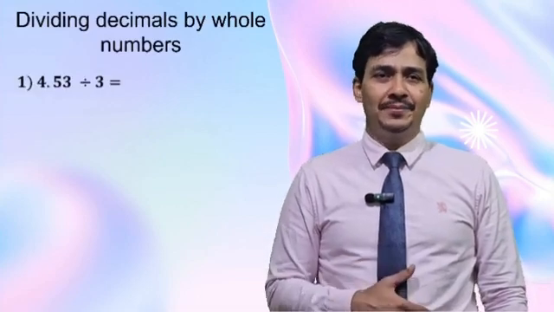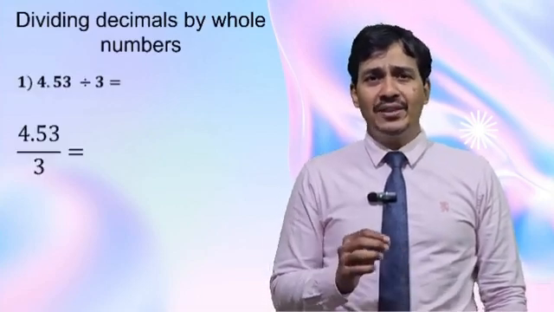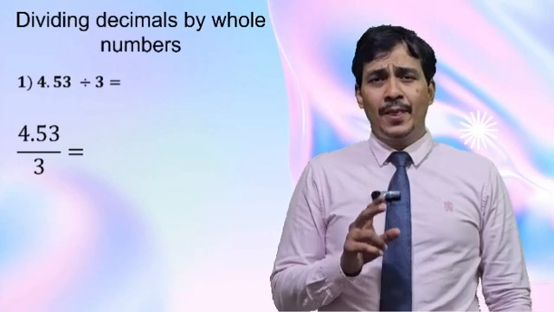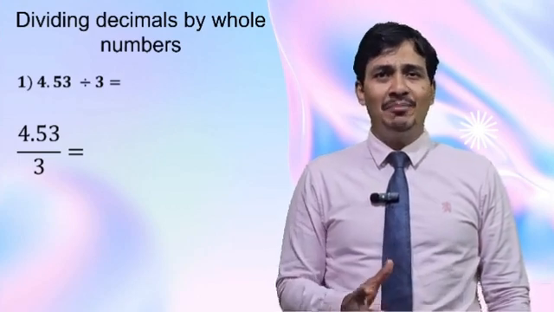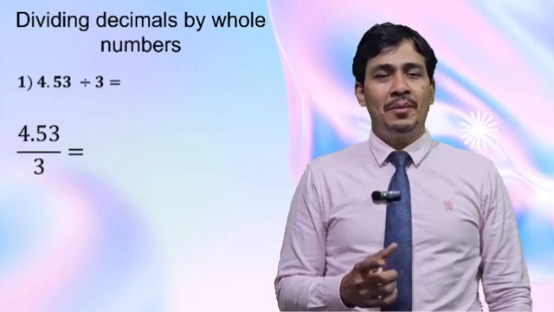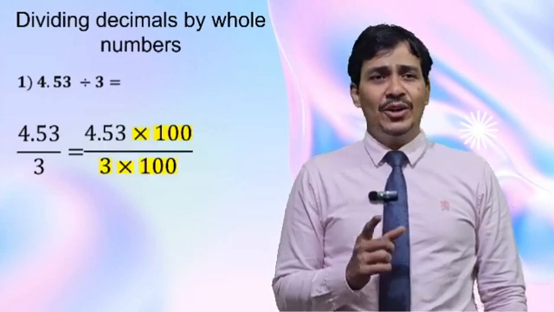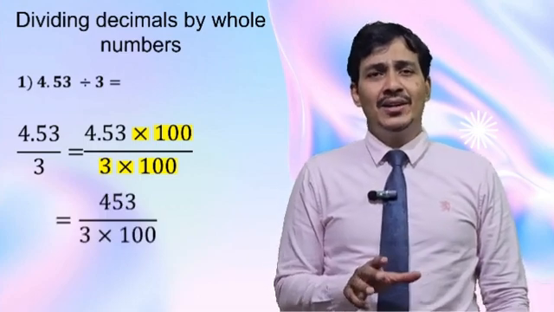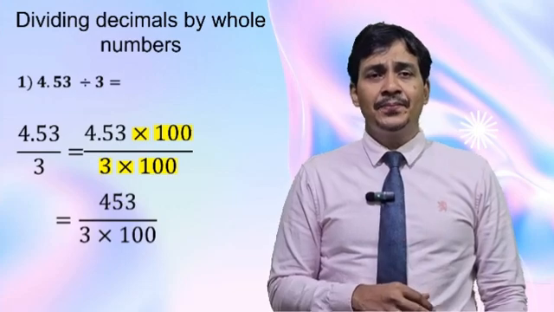4.53 divided by 3. There are 2 digits after the decimal. So this time I'm going to multiply it by 100. I multiply it by 100, I get rid of the decimal point in the numerator, and keep the 100 in the denominator as it is.